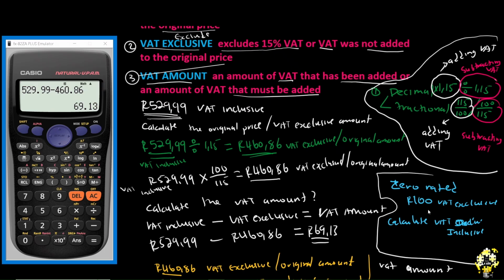We do not include VAT on maize meal or milk or brown bread or eggs or samp or rice. They are basic needs, basic food items. They do not have VAT. We call them zero rated. So whenever you see maize meal, samp, rice, brown bread, eggs or milk, and they are talking about VAT, just know that you do not include VAT. They are zero rated. So there is nothing that you are supposed to calculate. If they say calculate the VAT amount, just tell them that the VAT amount is zero because you can't add VAT on such items.